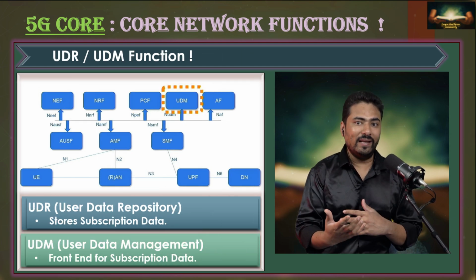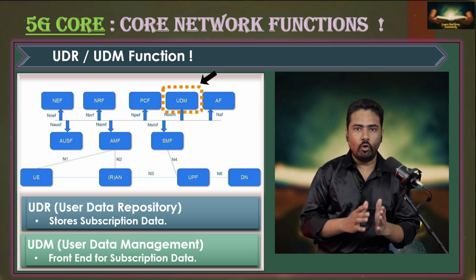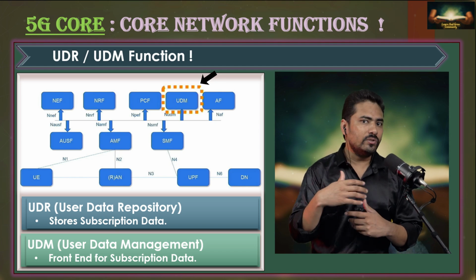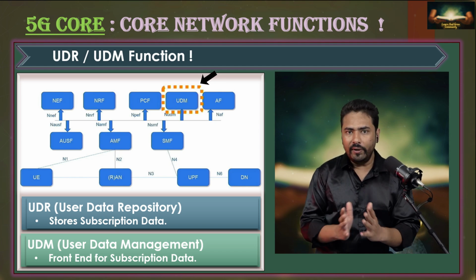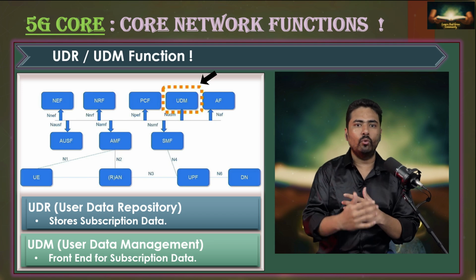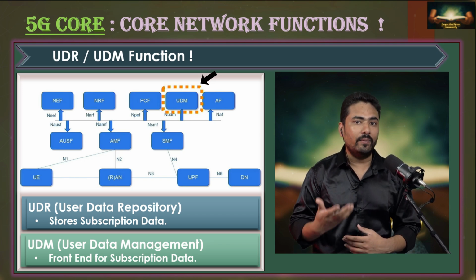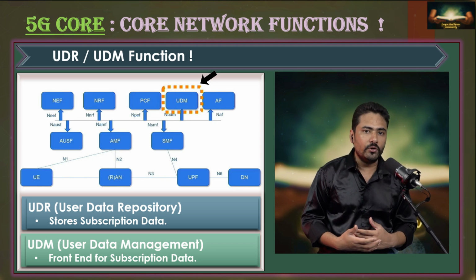Finally, let's take a look at the UDR, or Unified Data Repository, and the UDM, or Unified Data Management. The UDR stores the subscription data and network related information, while the UDM manages this data to support various network functions. The UDR acts as a database and stores the subscription data and the network configuration information.